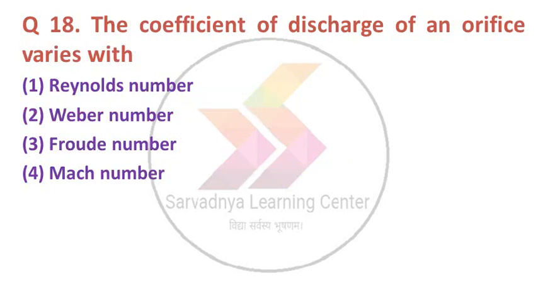Next question: the coefficient of discharge of an orifice varies with option 1, Reynolds number. Second, Weber number. Third, Froude number. 4, Mach number. The correct answer is option number 1, Reynolds number.